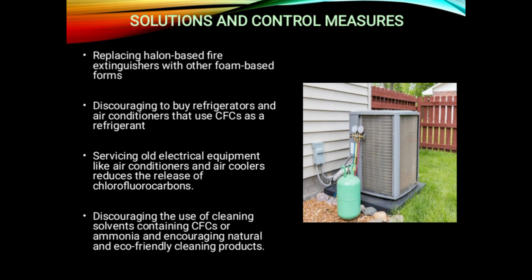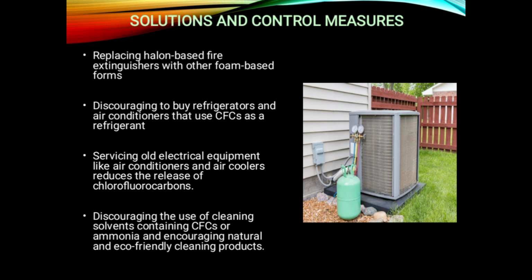Solutions. What are the measures that should be put in place? What actions do we need to take to ensure that the rate at which the ozone layer is being depleted is reduced? Number one, replacing halon-based fire extinguishers with other foam-based fire extinguishers. Let's look for alternatives. Let's avoid fire extinguishers that contain ozone depleting substances. Let's discourage the use or purchase of refrigerators and air conditioners that use CFCs as refrigerant. This can go a long way in reducing the rate at which the ozone layer is being depleted.